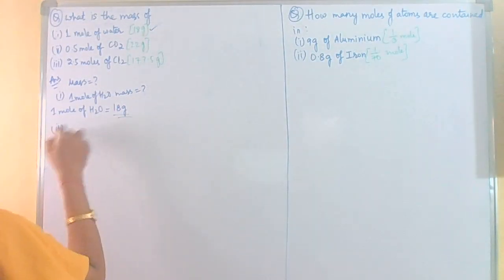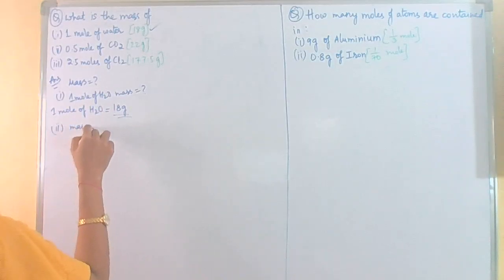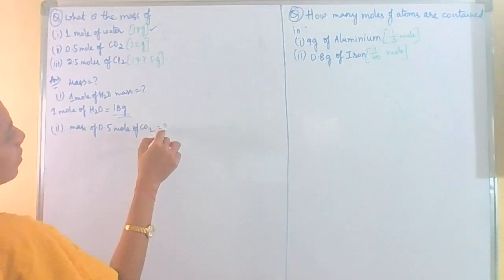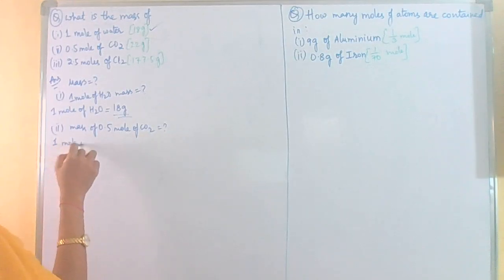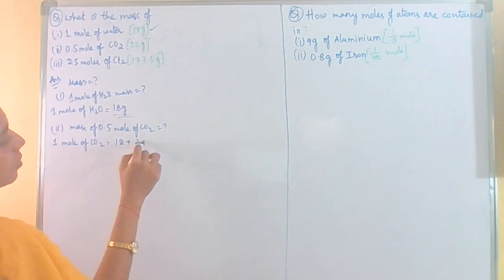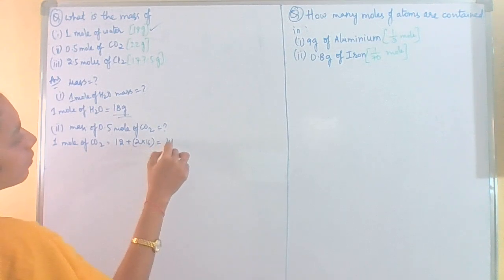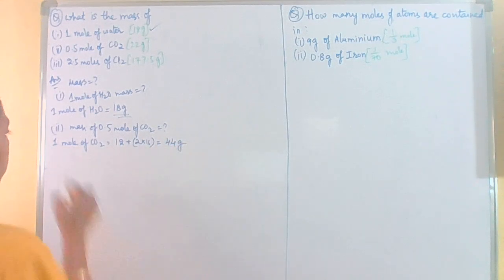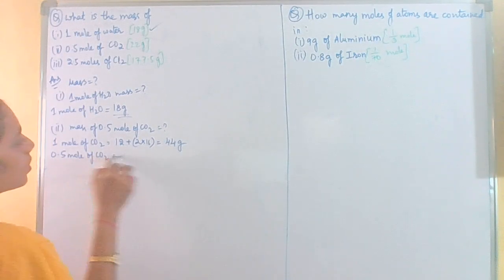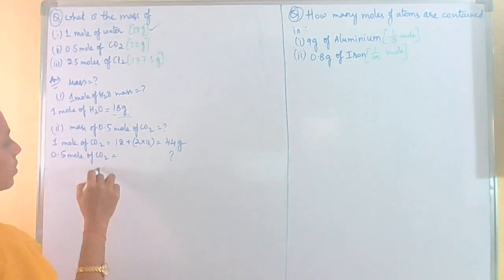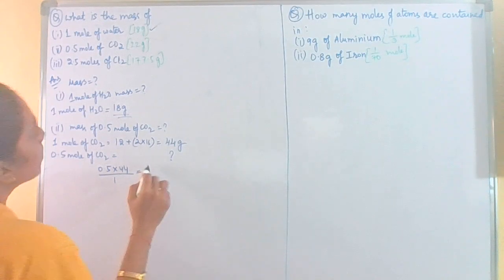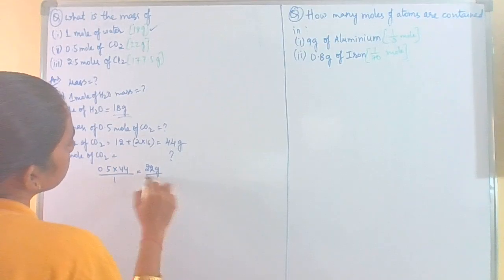Now the second one, you have to calculate the mass of 0.5 moles of CO2. 1 mole of CO2 is equal to 12 plus 2 into 16, which is equal to 44 grams. Okay, for 0.5 moles of CO2, how many grams? 0.5 into 44 by 1, which is equal to 22 grams.